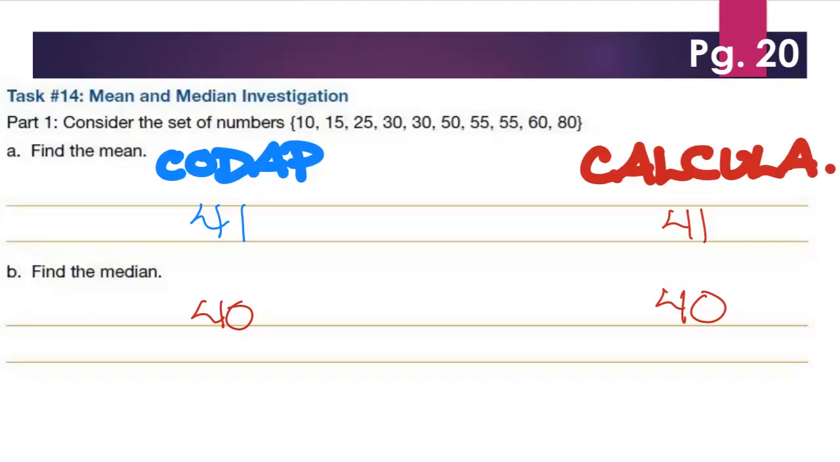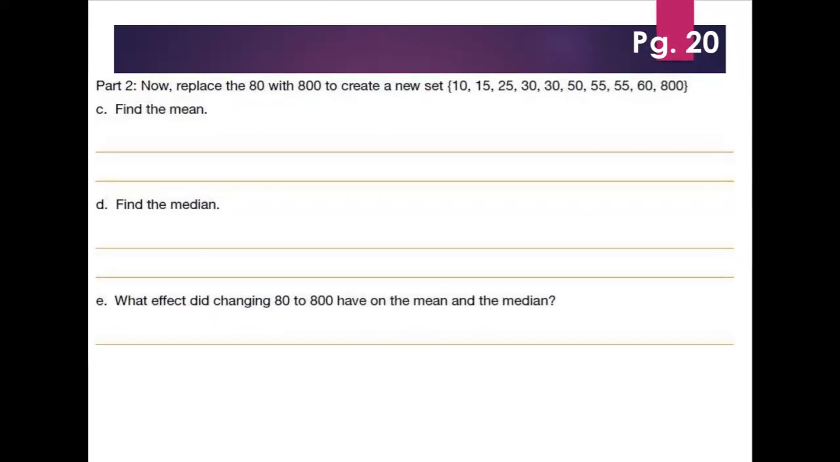Here we go. Now, my calculator people, using only your calculators, replace the 80 with the number 800 and tell me the mean and median. So do that. My CodeApp people, take out 80 and instead add another 0 to make it 800. And tell me what you get for the mean and the median.